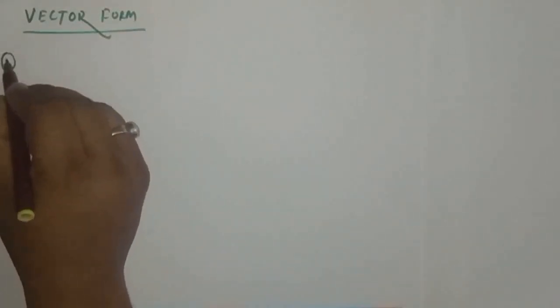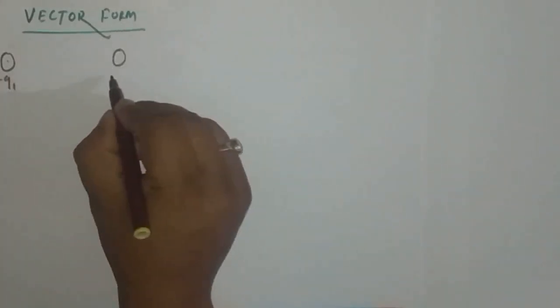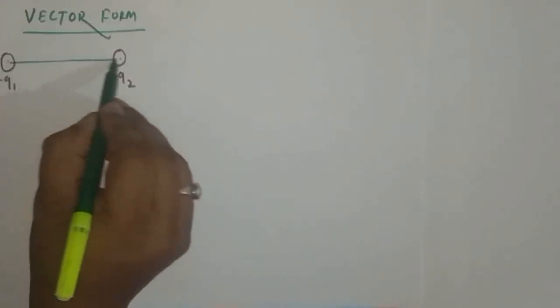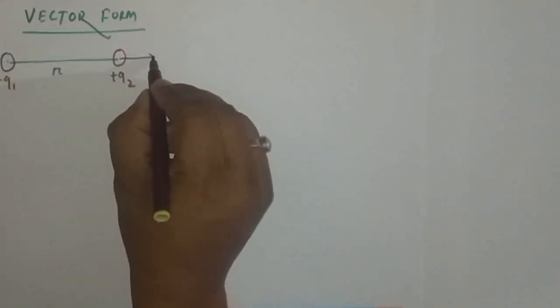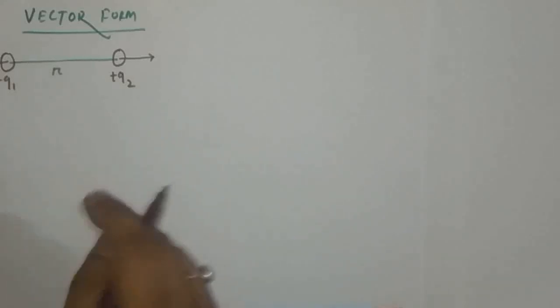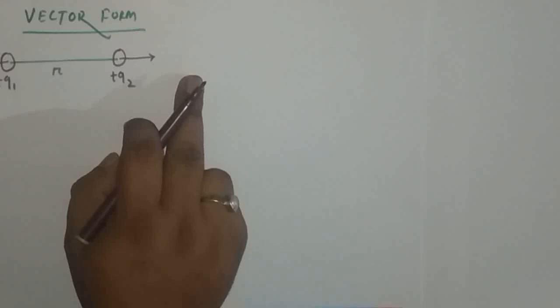Now, let us derive this vector form properly. Let us consider a charge Q1. Which charge you want to take? Let us take plus Q1. Another charge is here, plus Q2, separated by a distance, let the distance be R. This is the magnitude part. Why am I taking it away? Just look at it. Similar charges, two positive charges, repel each other.